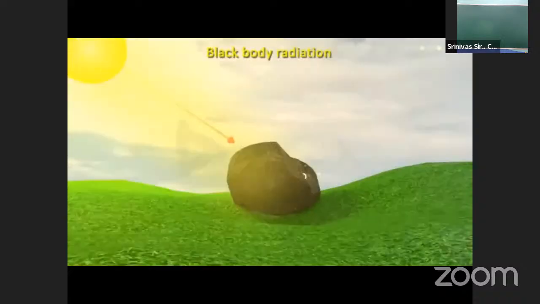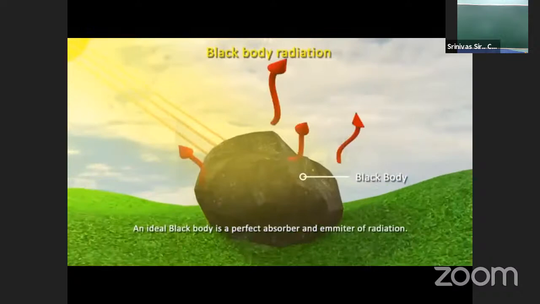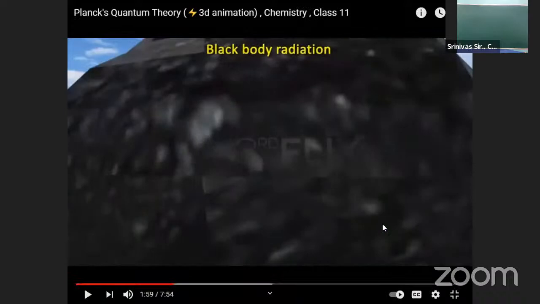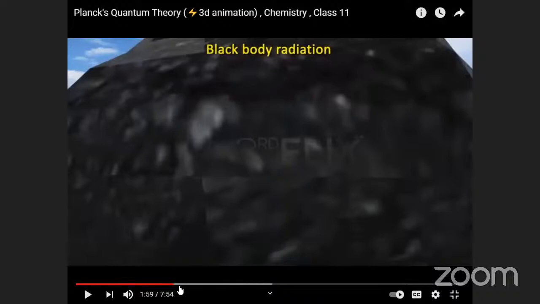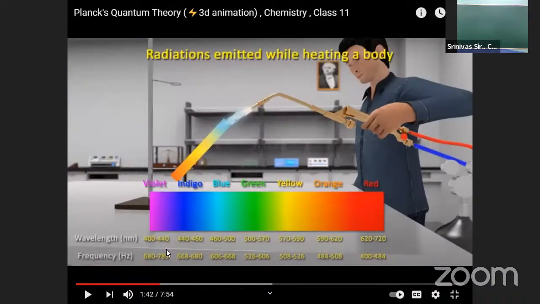On the contrary, an ideal black body is a perfect absorber and emitter of radiation. Sir, I have a doubt. Yes, what's your doubt? Sir, I can't understand the wavelength and frequency. Okay, see, here is the data given. Do you remember I explained about all types of electromagnetic radiation like cosmic rays, gamma rays, X-rays, ultraviolet? So he specifically took only the visible range from red to violet.